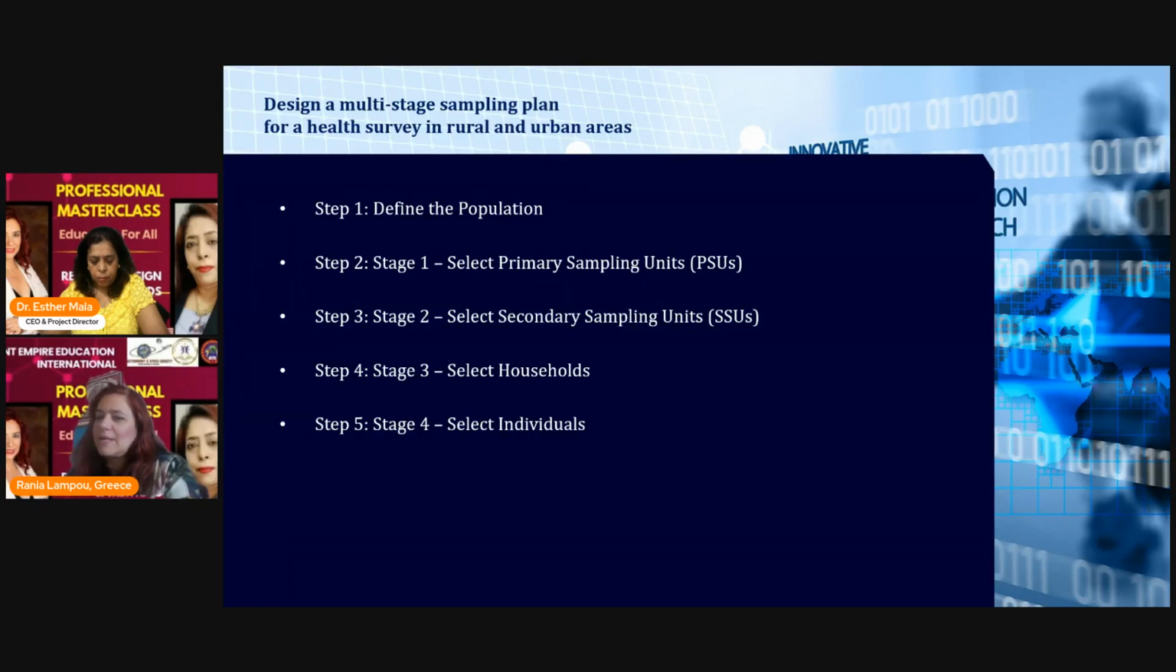Third step is to select the household. Within each selected village or neighborhood, we prepare a list of households. We use systematic or semi-random sampling to select households for a survey. And the last stage, we select individuals. Within each selected household, we can list eligible individuals, for example, adults or children, depending on our survey focus. We randomly select one or more individuals to participate in our health survey.